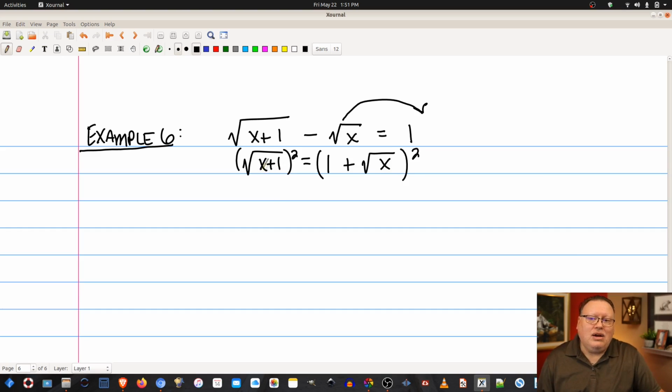So I end up with what's under the radical because the square undoes the radical, and I end up with x plus 1. And right here I'm going to square this. So I get 1 squared is 1. Then I have 1 times the square root of x times 2, because there's 2 of them. So 2 times the square root of x. And then the square root of x times the square root of x, well, that's just x. So this is plus x.